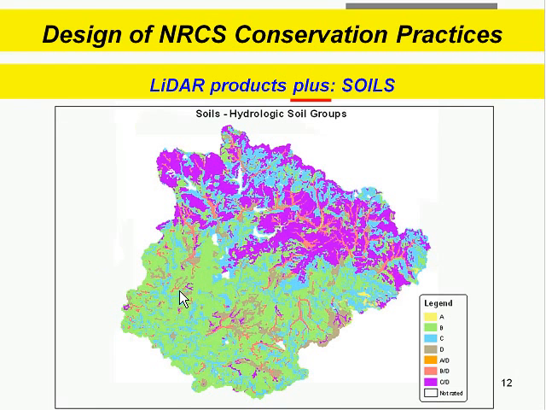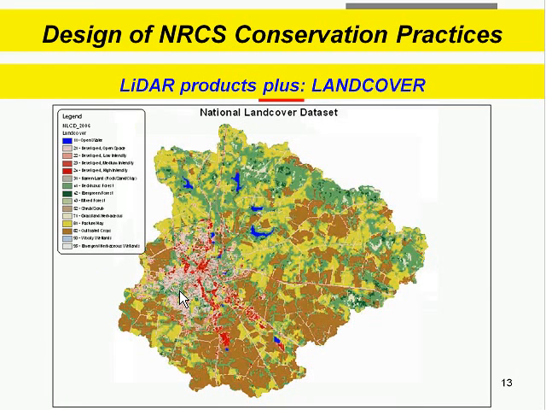Okay, besides the LiDAR data, there's a couple of other data sets that we use in GIS as part of our analysis. One is soils, our SURGO product. We're using the hydrologic soil group for the soils. We're using that as part of determining our runoff curve number for the watershed.